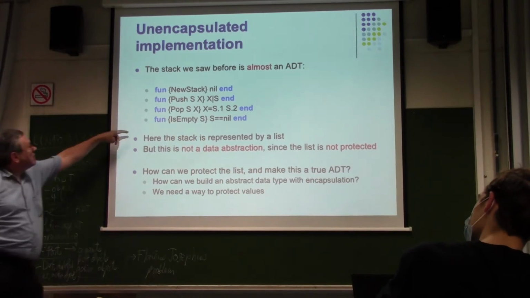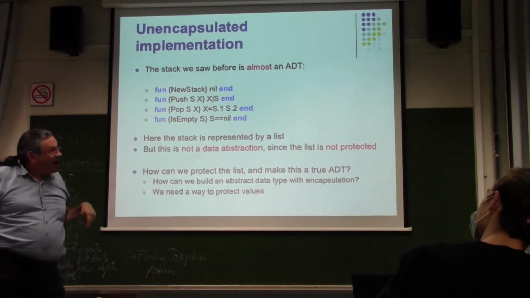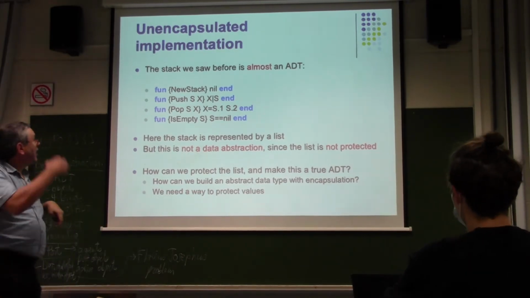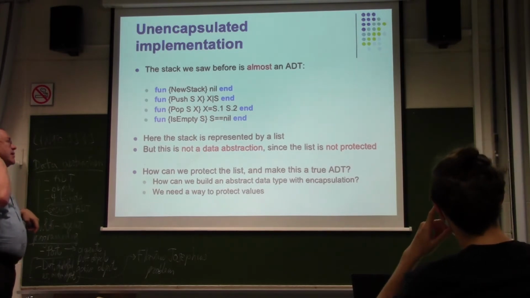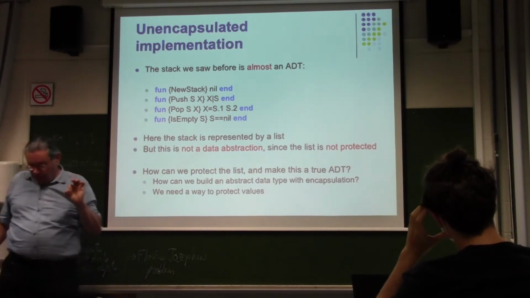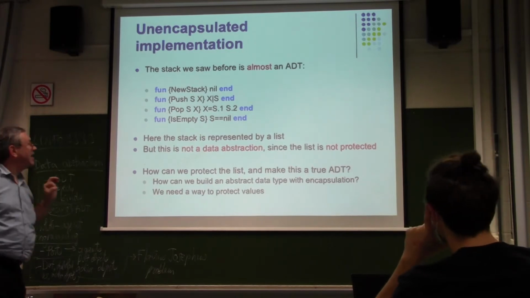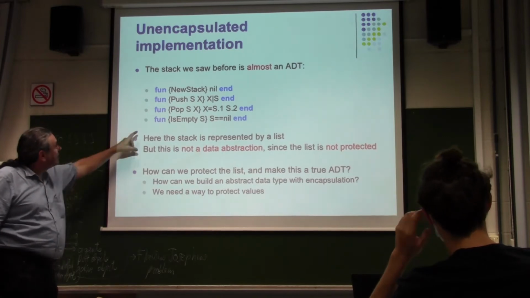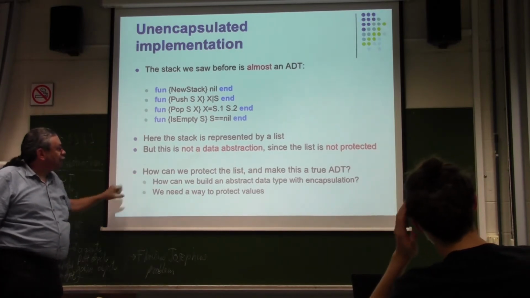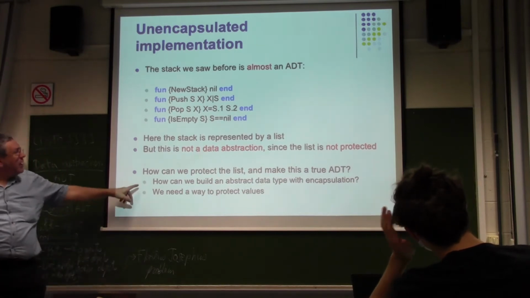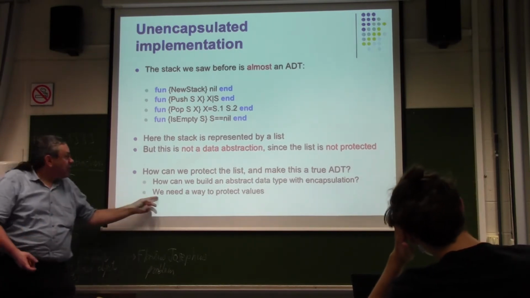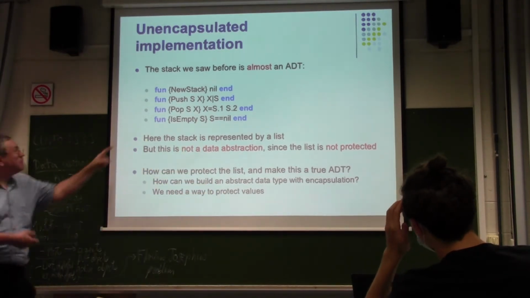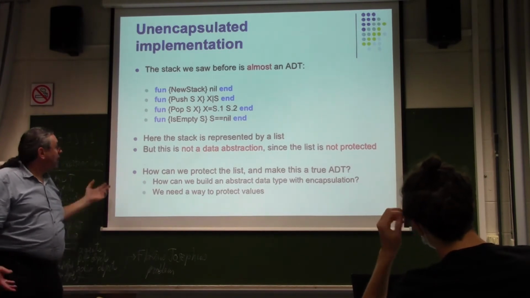But this implementation we saw before is not a data abstraction because it's not protected. The stack is represented as a list. So we want to protect this. This is something I want to specially talk about today, this notion of protection, okay? How can we protect this and make it a true abstract data type? So the way is we have to protect the values. We have to make sure that nobody can see the stack values except the operations. So how do we do that?